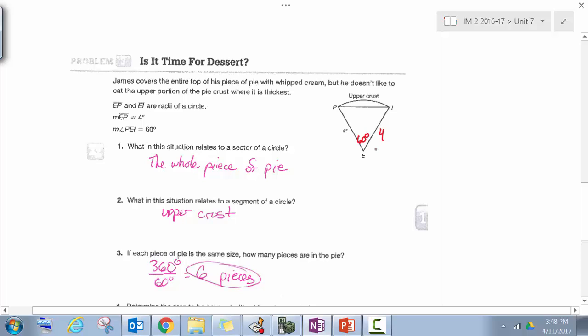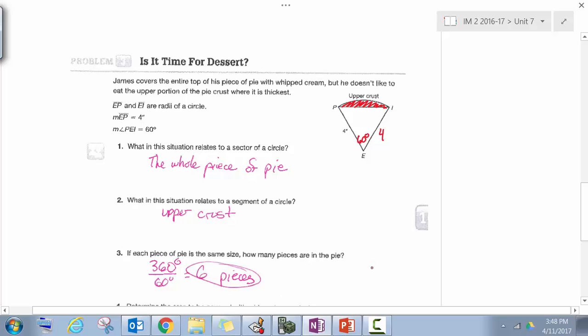So what in this situation relates to a sector of a circle? The whole piece of pie is a sector of a circle. We could draw the rest of the circle around it. What in the situation relates to a segment of a circle? The upper crust, this part up here, which James doesn't care for.